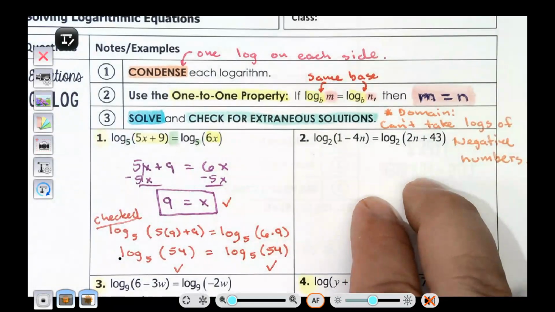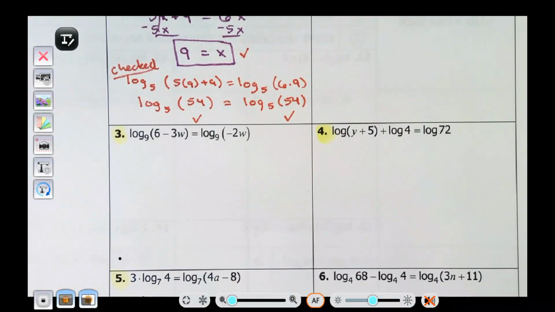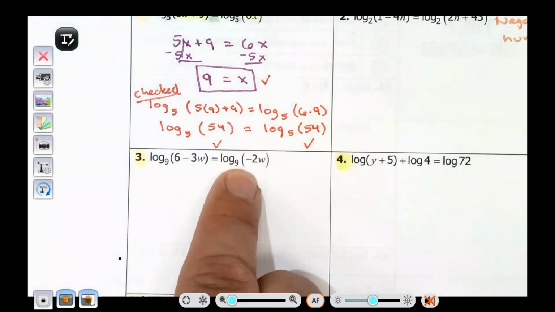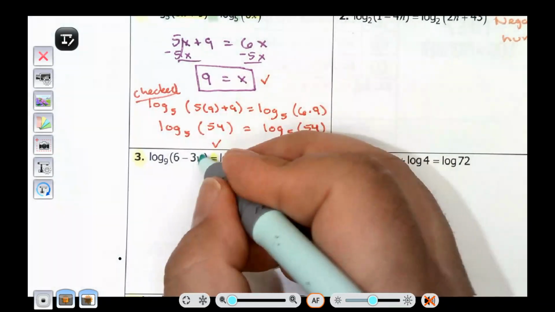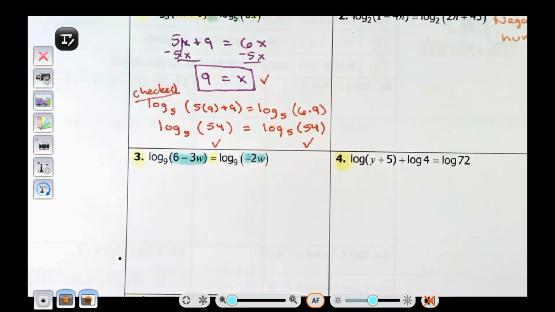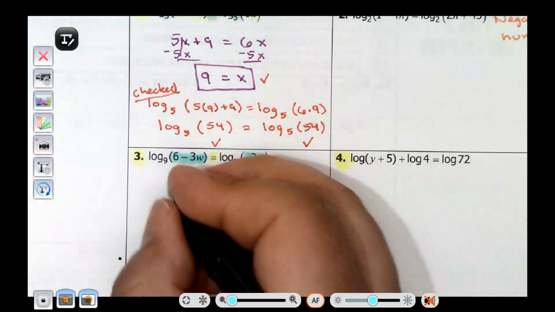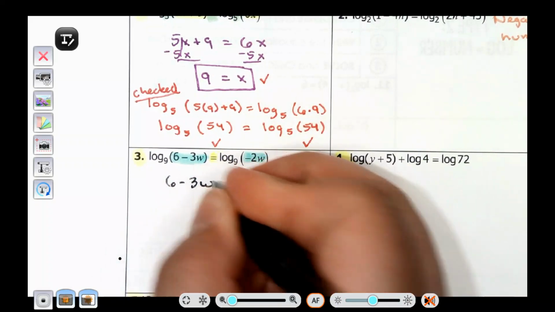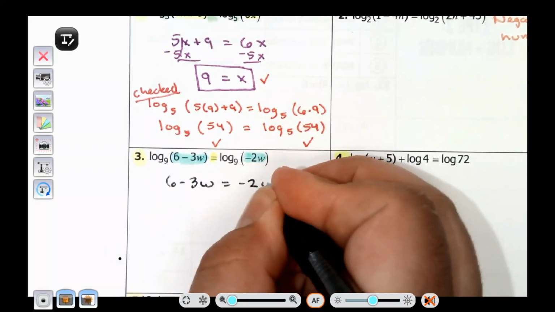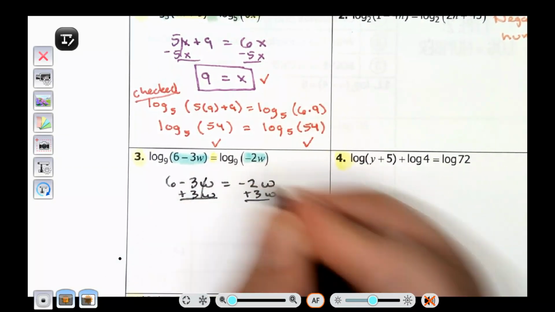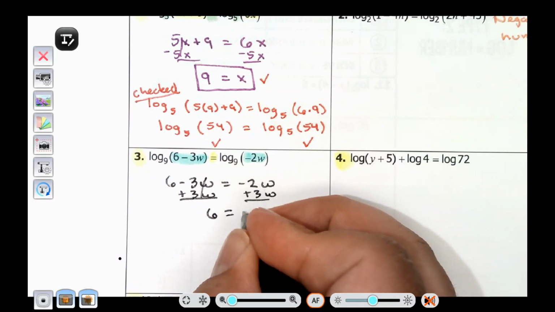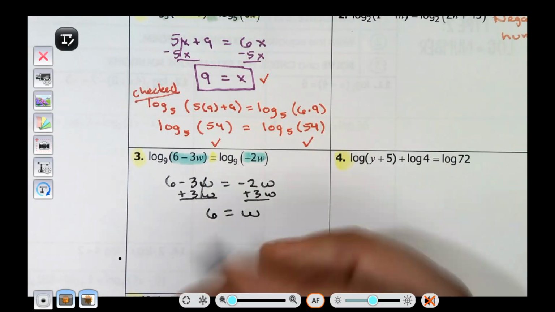All right, this one here is very similar, so that's why we're going to jump down to these two here. I have a log base 9 on both sides. Okay, we're good. So that means if I want equality to continue, then all I have to do is drop the logs and make these two equal to each other. Pretty straightforward. 6 minus 3w is equal to negative 2w. I'll add the 3w to both sides. I end up with 6 is equal to w. And so we're saying, hey, cool, I got my answer.